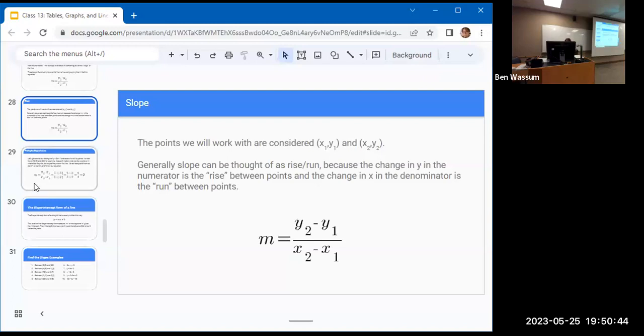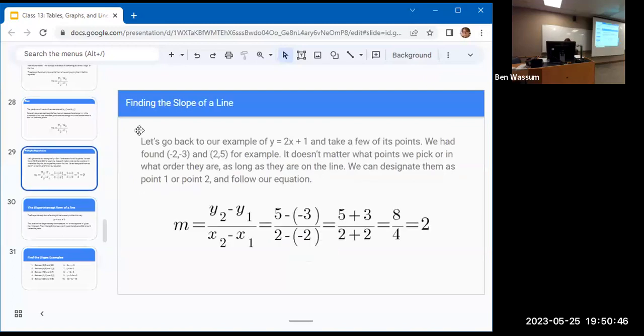So the next slide is just an example of one of these slopes being found. So this is all the steps. So going back to the example of y equals 2x plus 1, going with a couple of the points. Some of the points are -2, -3, and 2, 5. Okay, so we got these points here.